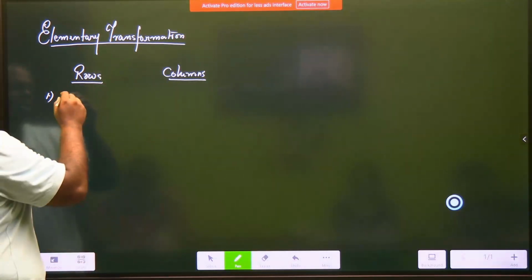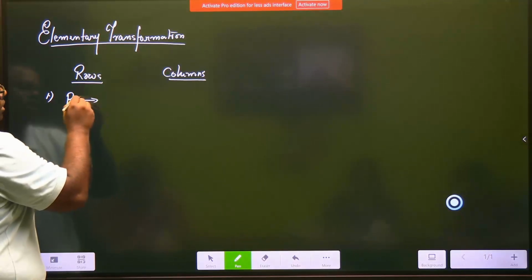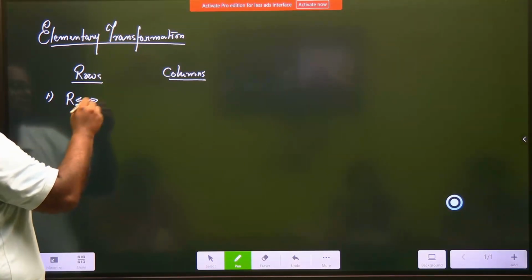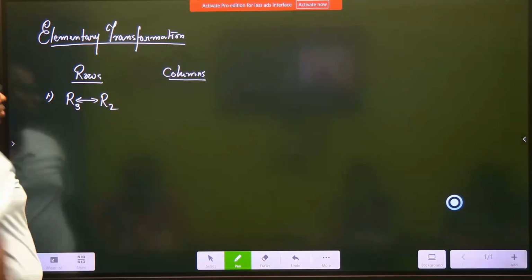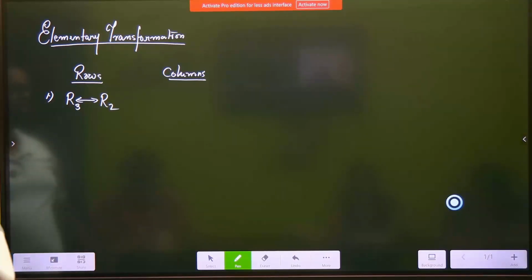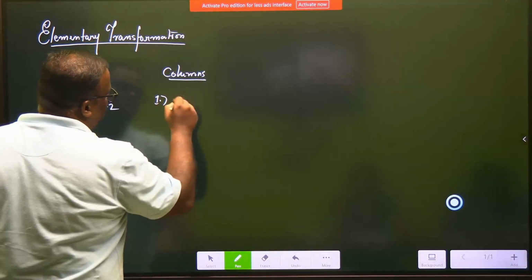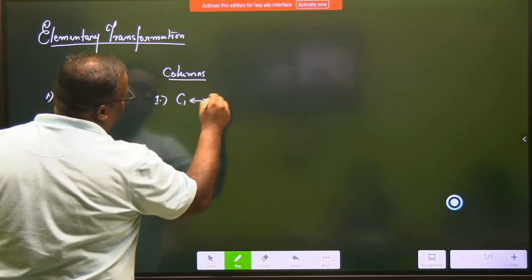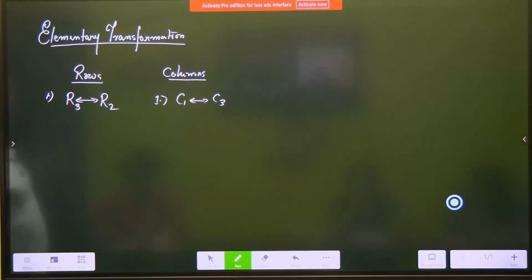So you have a row, say row number 3, and you interchange row number 3 with row number 2. This is allowed. Similarly, you can also do an interchange of any column. Say column number 1 is interchanged with column number 3. You are allowed to do this. This is one elementary transformation.